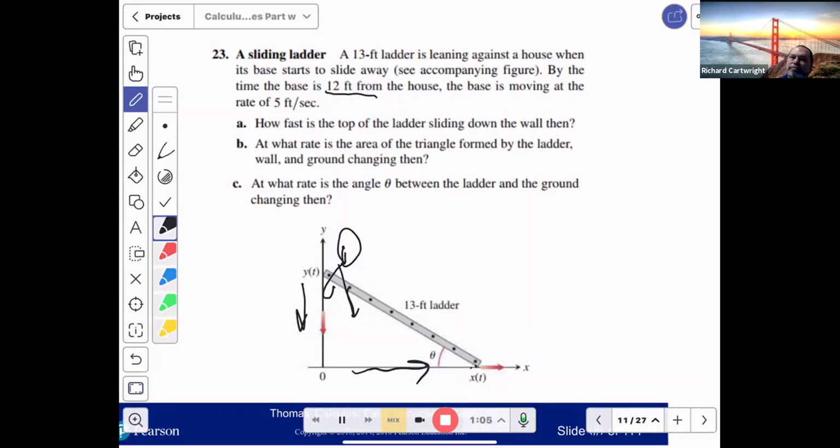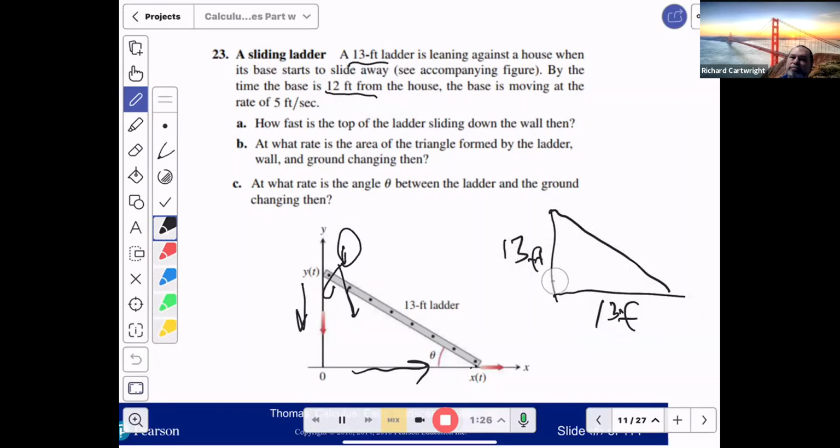So in other words, there's motion going on, right? He says, by the time the base is 13 feet, remember, the ladder was only how far tall? The ladder is only 13 feet, right? So by the time this occurs, that's the picture.